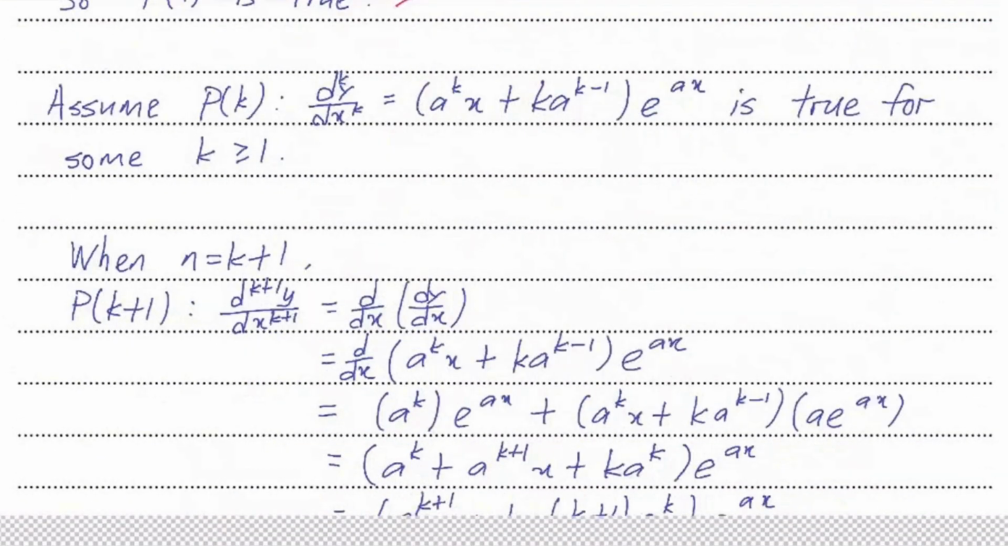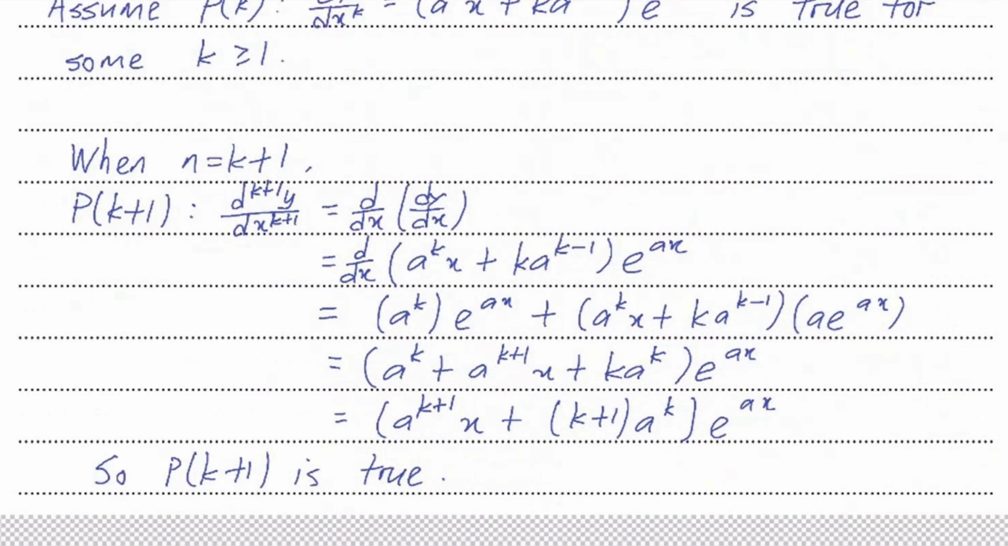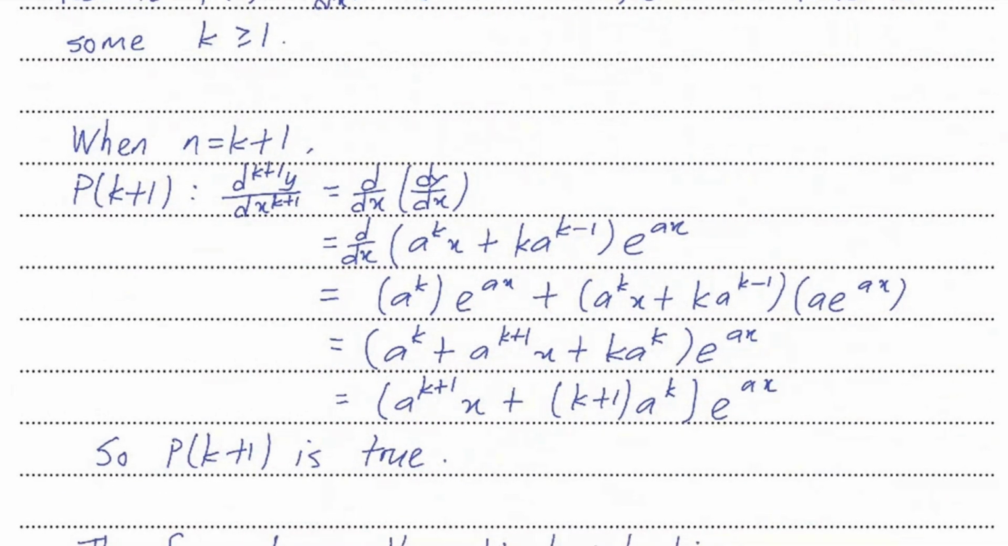With that, we make the usual assumption: assume that Pk is true. Now for n equals k plus 1, we are looking at the expression for the (k plus 1)th derivative. That means we are going to differentiate the dy/dx one more time, that is, differentiate the whole expression for the kth derivative, where n is k now.